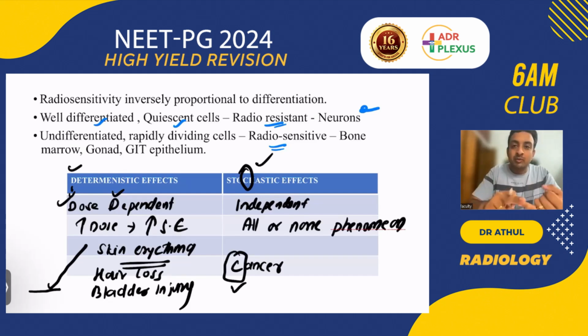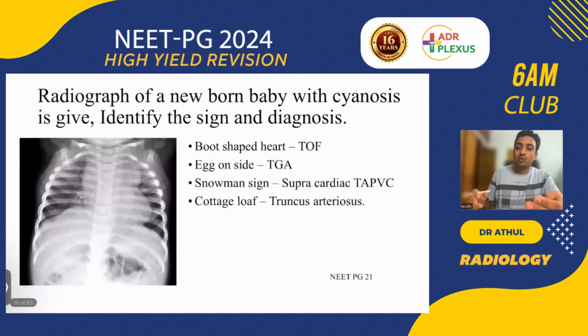Then there is a very important table in our workbook regarding which phase of the cell cycle is more sensitive, which is least sensitive, which cells are more sensitive, and which tissue is more sensitive. You have to revise that table before you go to the exams.